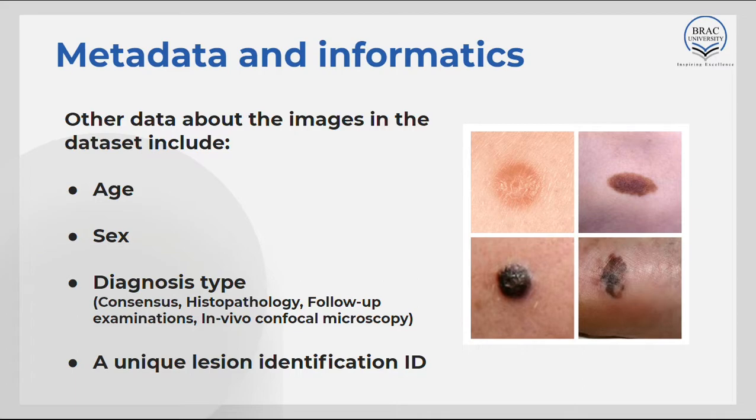The diagnosis type is how the diagnosis of each image was recorded, and they are mainly focused into 4 categories: consensus, histopathology, follow-up examinations, and in vivo confocal microscopy. Consensus is for the images in the dataset that did not have any diagnosis, and the diagnosis was provided by the authors of the dataset.